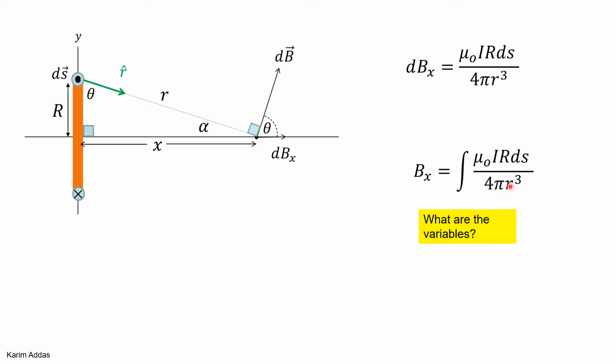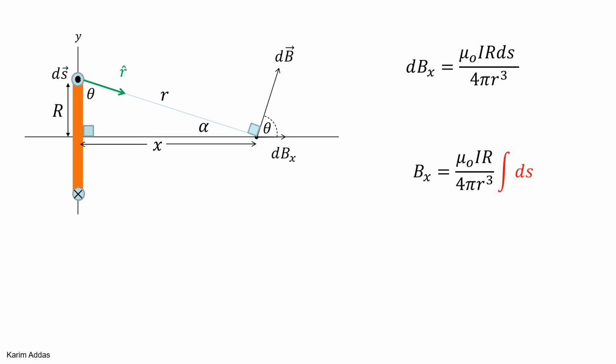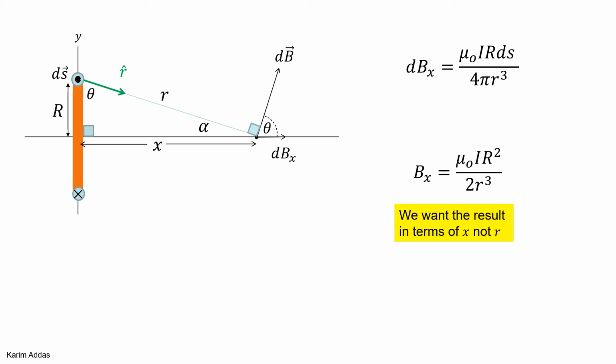Is r a constant or a variable? r is the distance between the element and the point P. If you go to any other element on the loop, the distance is exactly the same from any element to point P. So r is a constant. So you can take everything outside of the integration and you get the integration of ds. What's the integration of ds? You're integrating all the elements of length along the loop, which will give you the circumference of the loop, which is 2 pi R. So if we simplify we get this result for the x component of the magnetic field.